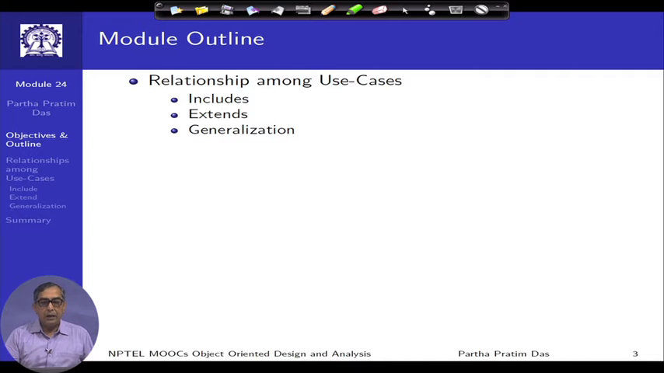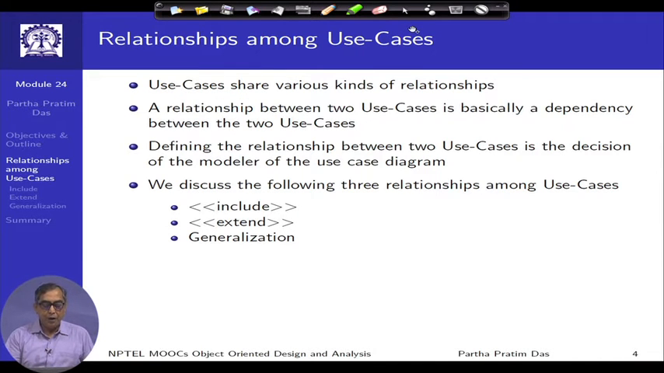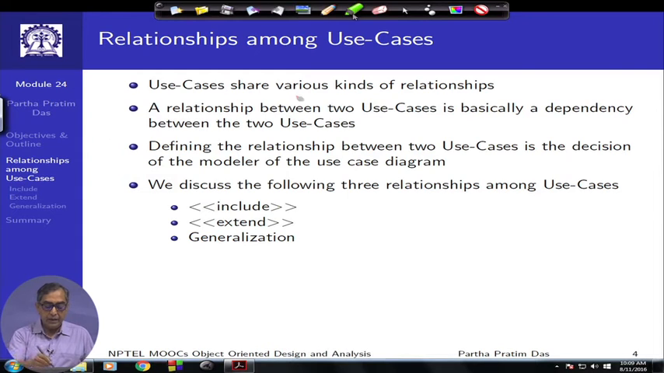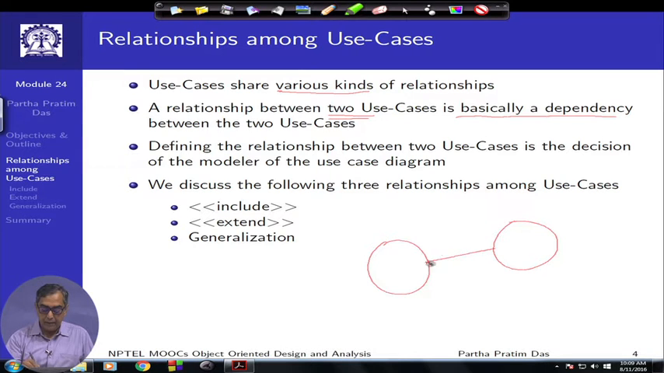There are three major relationships that exist between use cases. This is given in this outline, which will also be available on the left hand side of every slide. The relationship amongst use cases could be of various kinds. When we talk about a relationship, it is basically a dependency between two use cases. I have a use case here, I have another use case here, and I am putting some kind of dependency between them, and that dependency is known as a relationship.